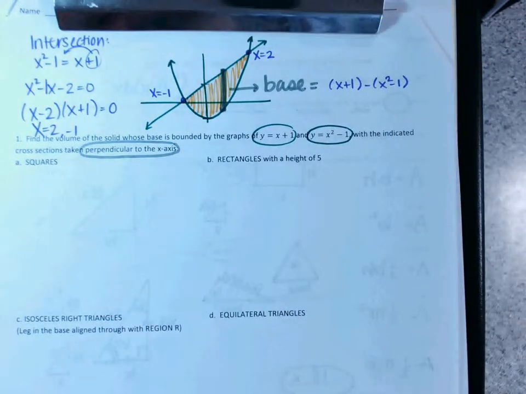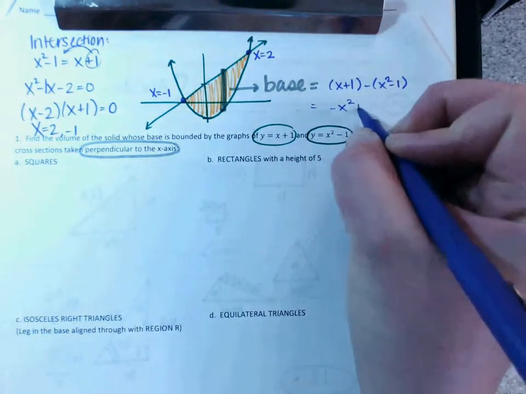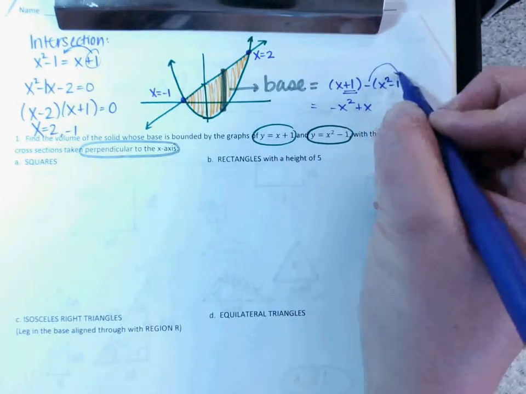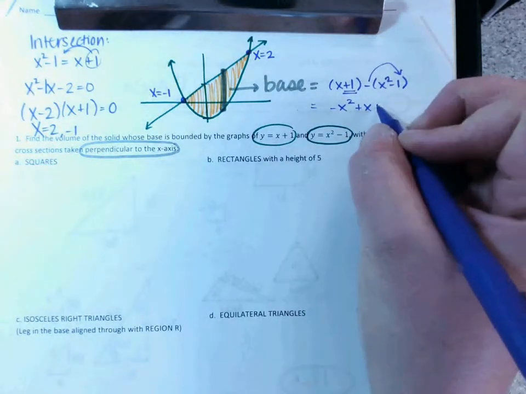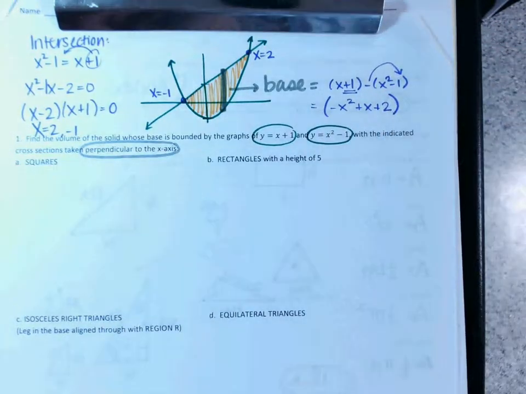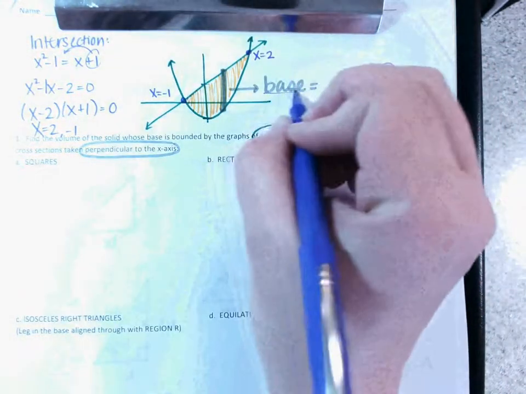Now, you're going to have to rewrite that expression several times, so to make it easier, I'm going to simplify it to make it look nicer. I'm going to let the negative x squared come first, then the plus x, and then what is plus 1 minus negative 1? Plus 2. I'm going to simplify that only because I want to, not because you have to. That's up to you if you want to do it or not. So this is my base.